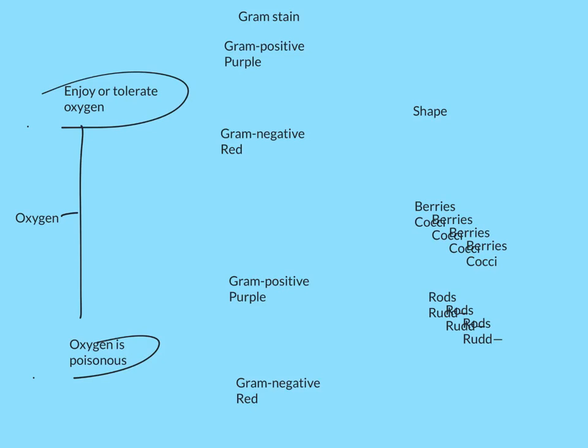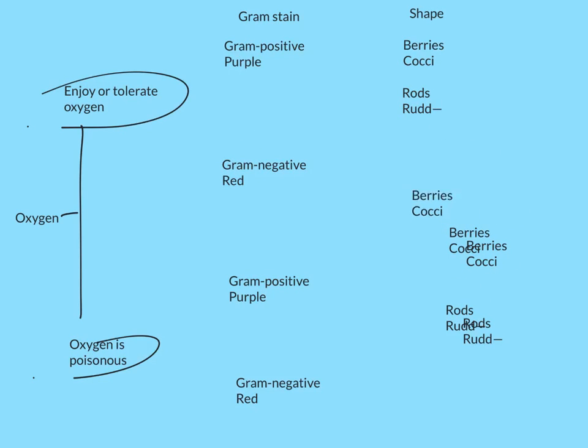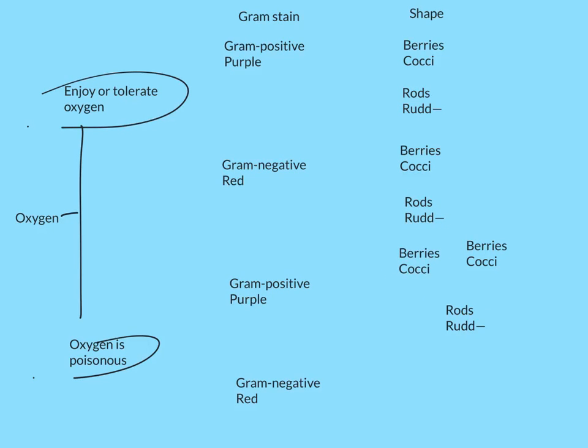Now we're moving on to our third level, which is going to be shape. For each of these gram negative and gram positive, they're either going to look like berries or they're going to look like rods. If they're gram negative, they're going to look like berries or rods. If they're gram positive, they're going to look like berries or rods.